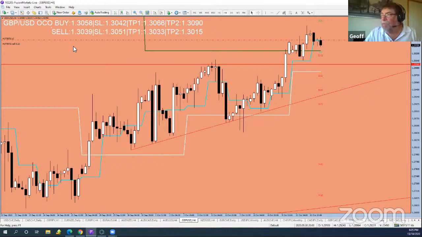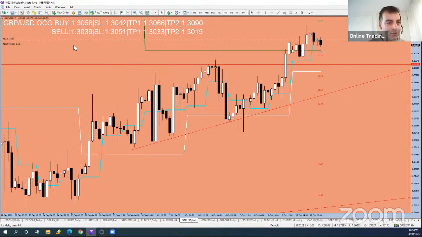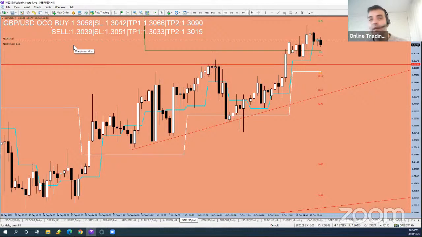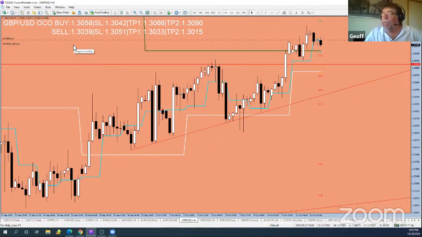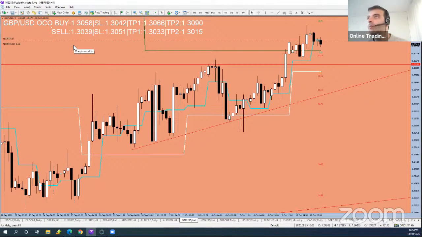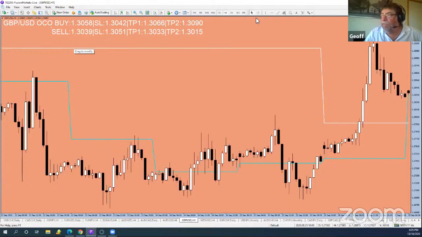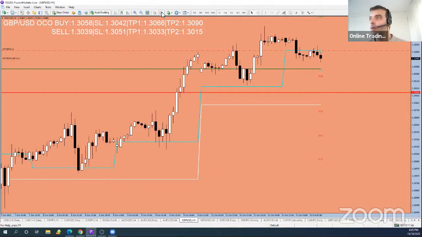So your buy entry, do you want the buy entry? Because we've been triggered short. Does it matter? Yeah, let's just take the short. That's no problem. Okay, so the sell was at 1.3039. The stop loss was 1.3051. TP1 is 1.3033. And TP2 is 1.3015. Okay.